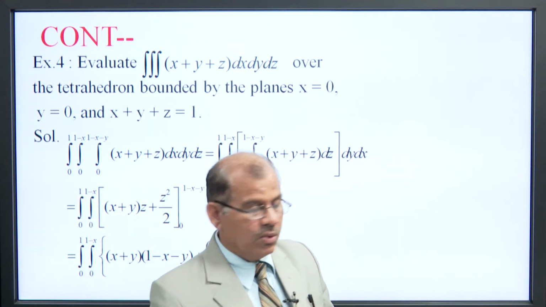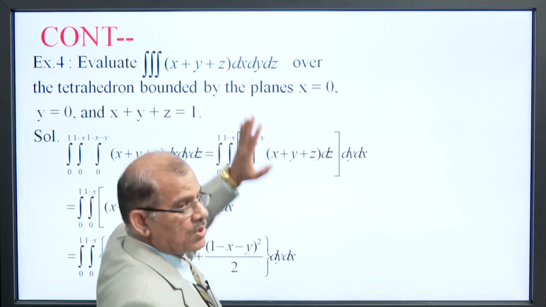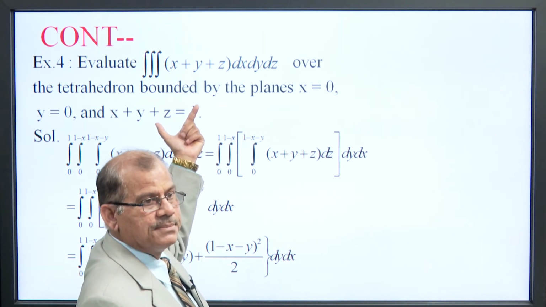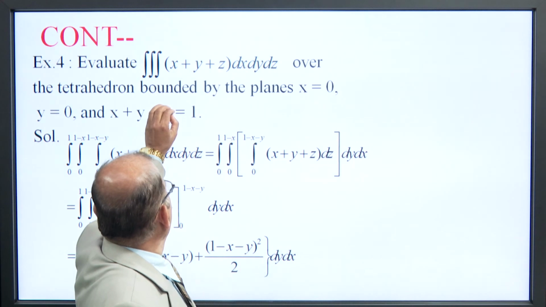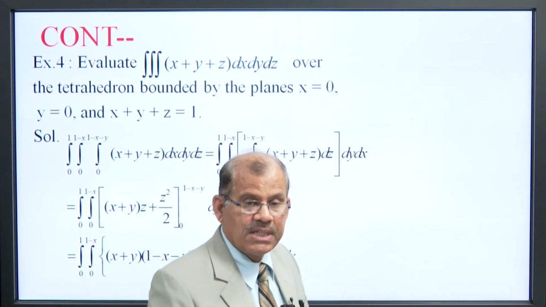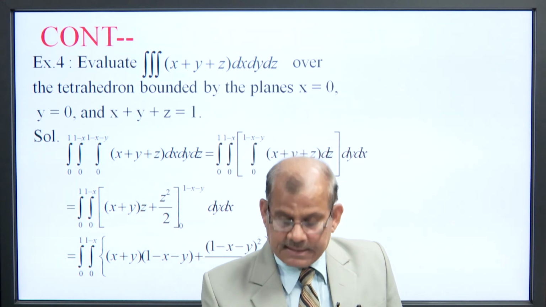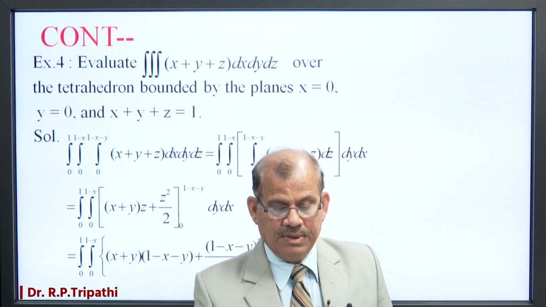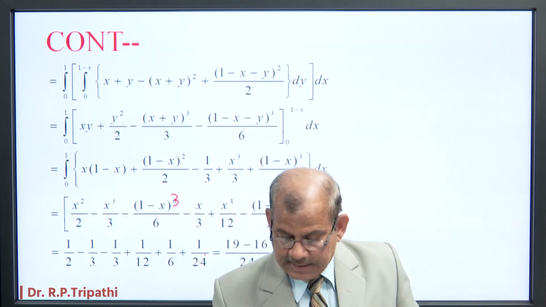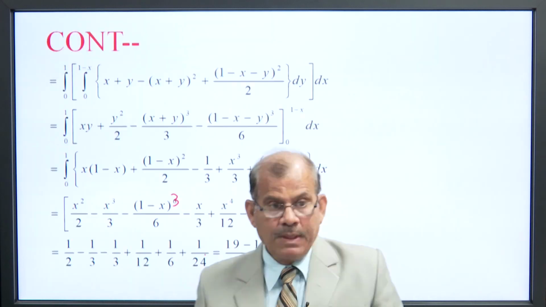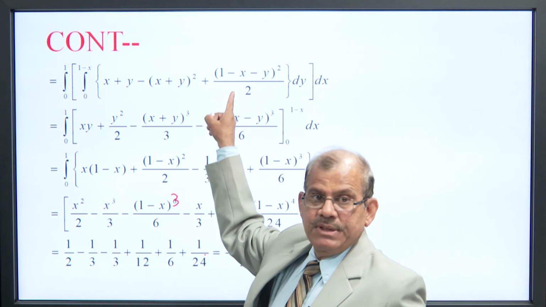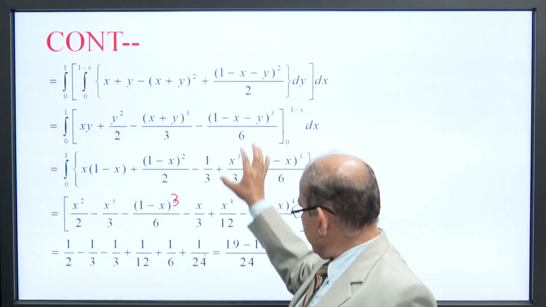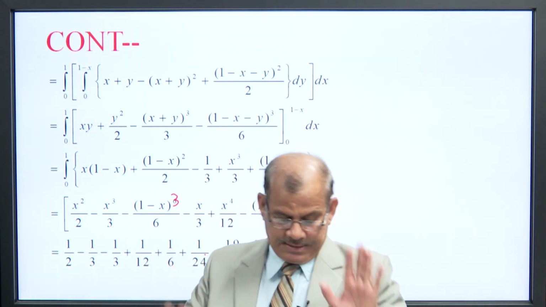Fourth example, we follow the same procedure, means lower limit 0, upper limit is obtained by finding the value of z, we get the upper limit, again we remove z, x and y, we get the limit of y, and at last we get the limit of z, integrating with respect to z, y and x, and we will get the result. It is the result of this 1 minus integrating with respect to z, with respect to y, and at last with respect to x. Thank you.